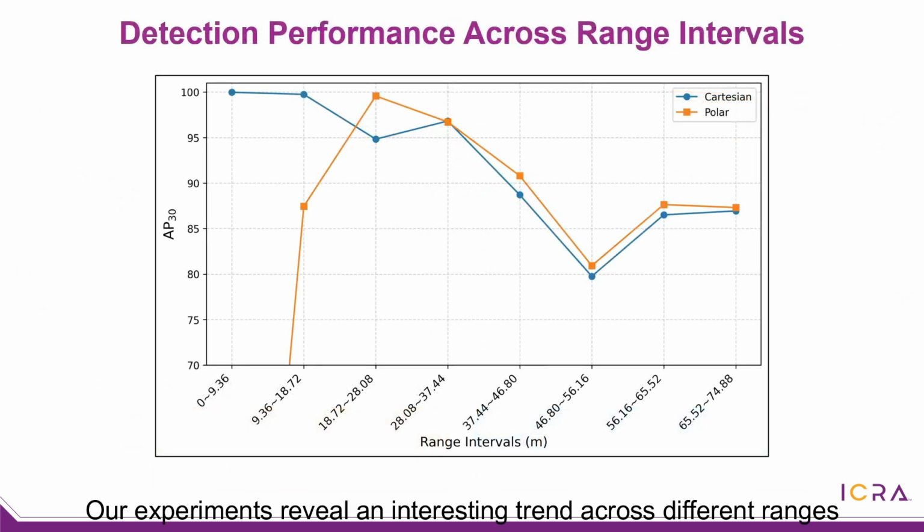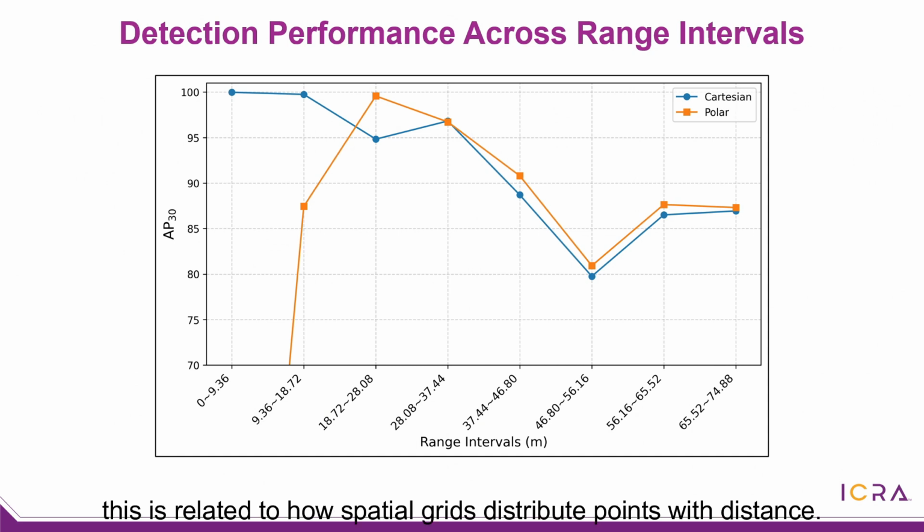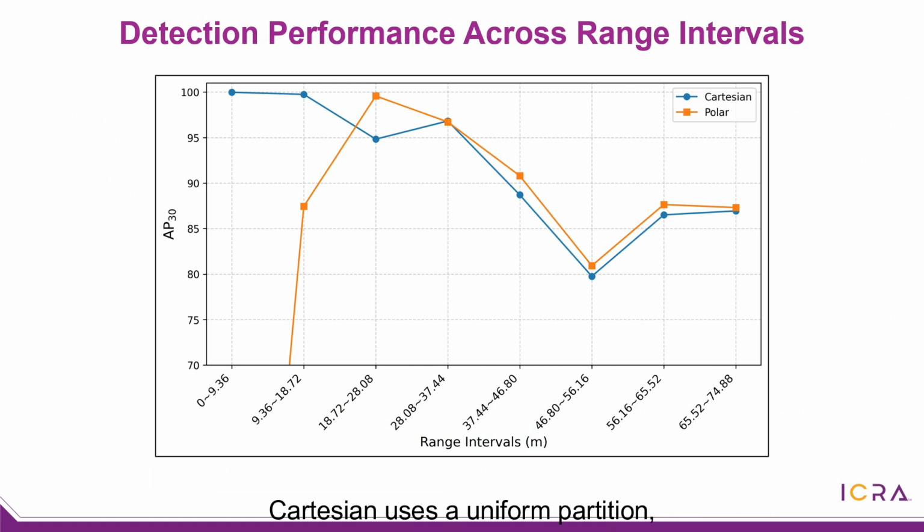Our experiments reveal an interesting trend across different ranges. As shown in this AP range curve, polar representation improves detection for medium and far-field objects. As we mentioned earlier, this is related to how spatial grids distribute points with distance. Cartesian uses a uniform partition, which leads to fewer points per cell at longer ranges and thus degraded performance. In contrast, polar representation alleviates this issue and improves detection at medium and far field.